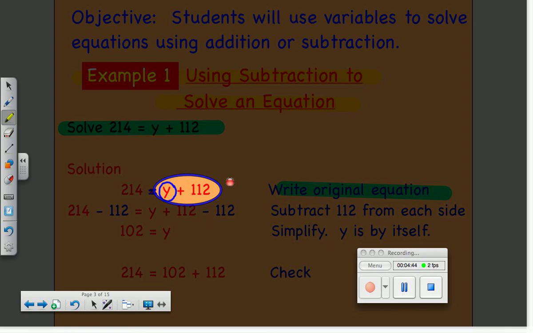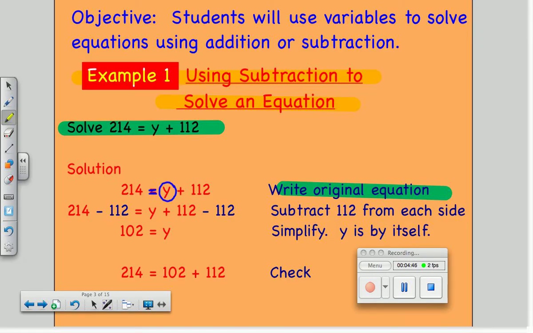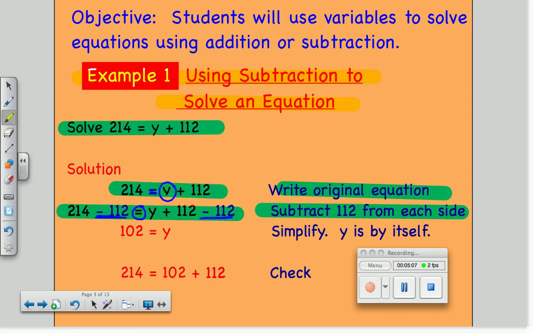So if I subtract 112 from this side, though, over here, then I also need to subtract 112 from this side of the equal sign. I need to subtract 112 from both sides. And now I simplify. Okay? So subtract 112 from each side. So you should have this and this written. And now I simplify. 214 minus 112 is 102.